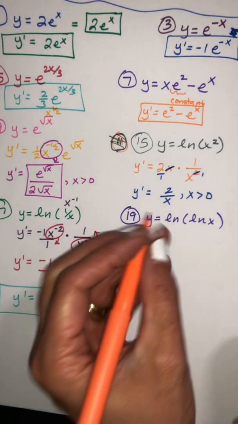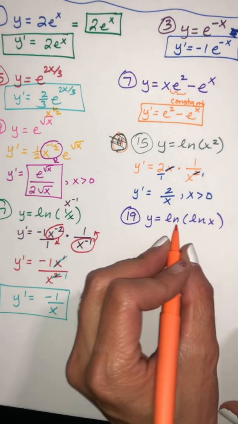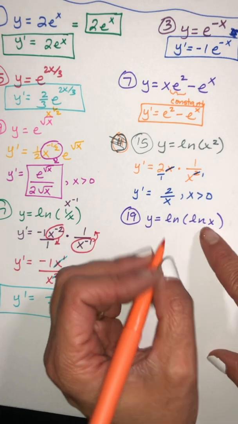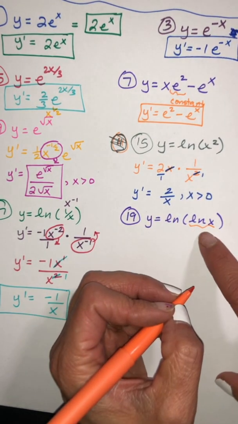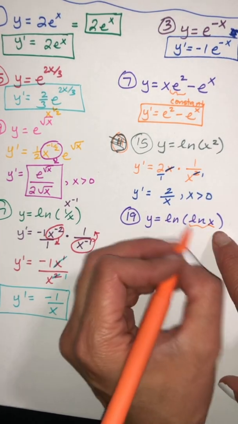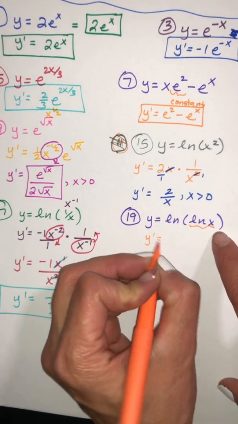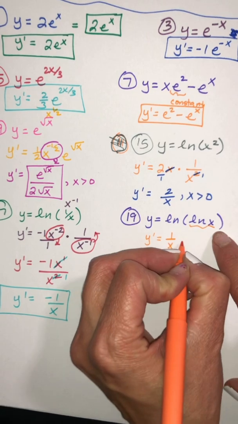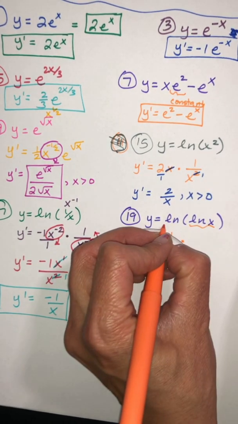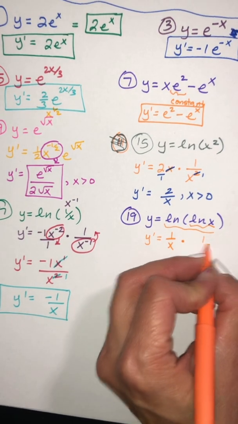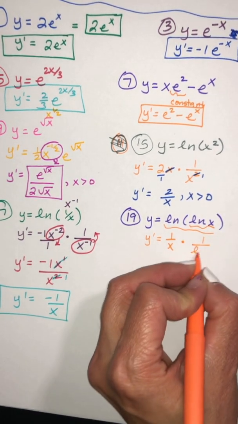All right, now we've got a double natural log, a natural log of a natural log. So this time our inside is the whole natural log of x, so we have to take the derivative of that. We know the derivative of the natural log of x is 1 over x, times the derivative overall, which is 1 over the inside, natural log of x.